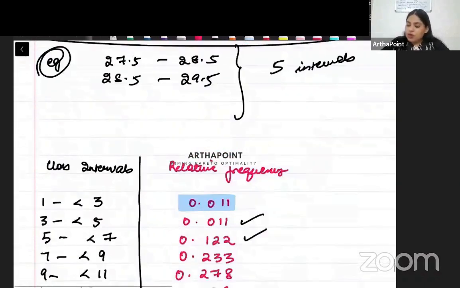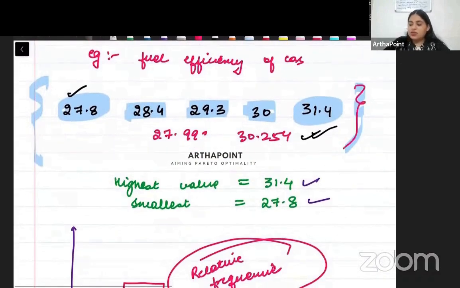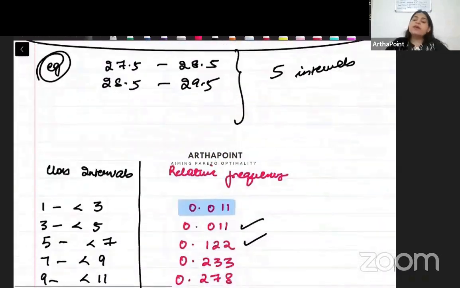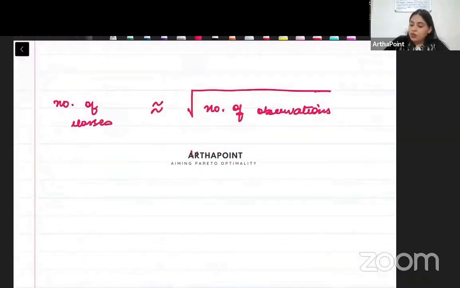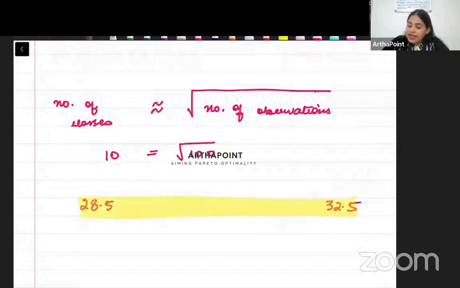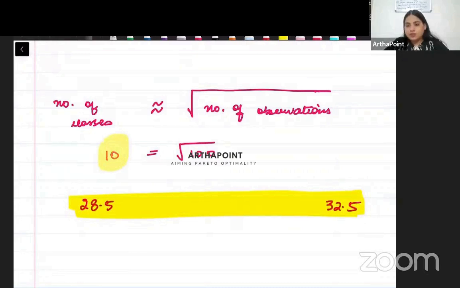Suppose जो ये मेरी observations थी यहाँ पर, suppose ये जो पूरा data set था, ये 100 observations का था. Right? So I had 100 such values, fuel efficiency values, 100 cars का data मेरे पास available था. Then I will make 10 classes. So root of 100 will be 10. So 10 classes मतलब कि जितना भी मेरा data set है, 28.5 first value है suppose, and 32.5 last value है, इनके बीच में मुझे ऐसे divide करना है that I get exactly equal 10 classes, right?